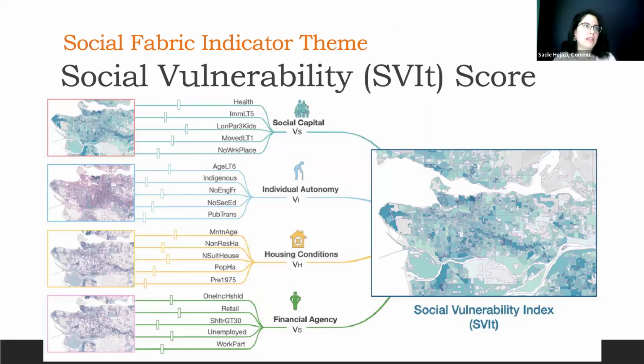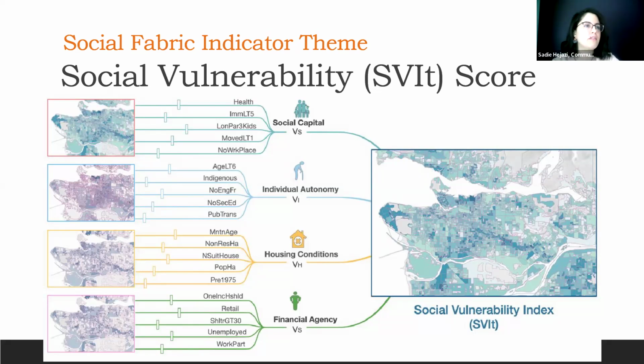And then the last indicator is the social vulnerability score, which has different components. For this, it's important to know what it means. The social vulnerability score is a combination of indicators to represent a settled area's relative level of social vulnerability compared to other settled areas of the same community archetype across Canada.